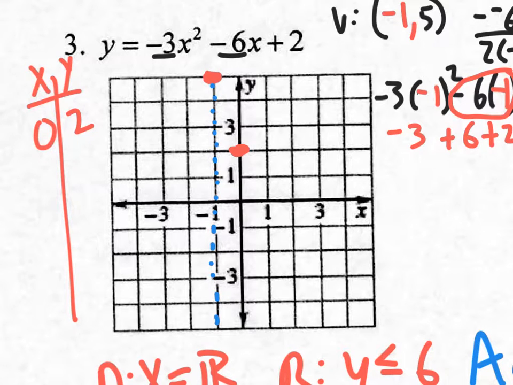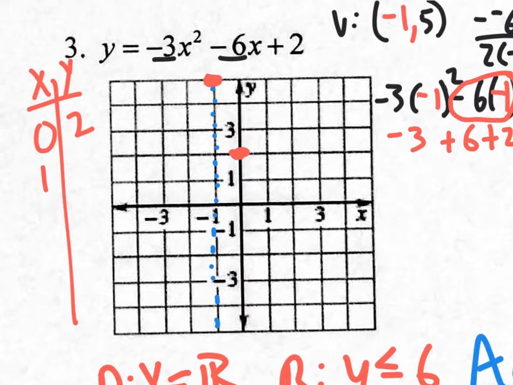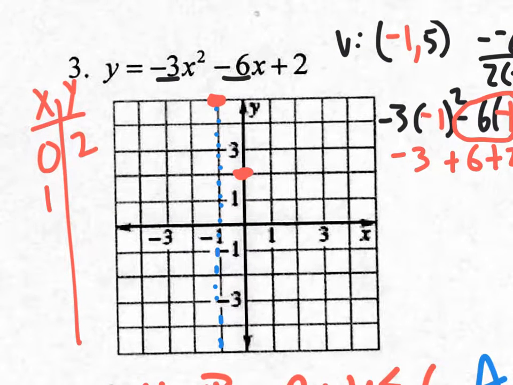If you wanted to plug in another number, let's say the number 1 would probably be a good number to do. Let's try to do this with the least amount of work possible. If I plug in a 1 right here, 1 squared is 1, and -3 times 1 is -3. When I plug in a 1 right here, it's going to be -6 times 1, so that's -6. And then we do have the plus 2 at the very end. So when I plug in a 1, I really get a -3 minus 6, that's -9. -9 plus 2 is -7.